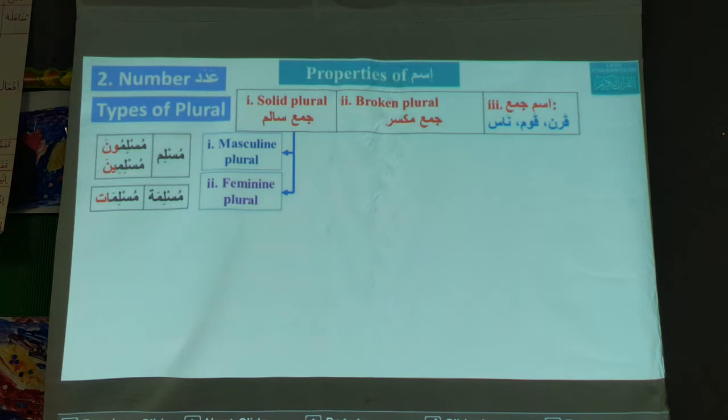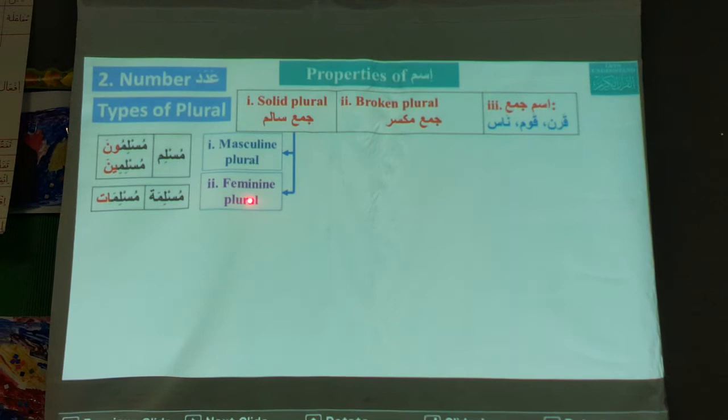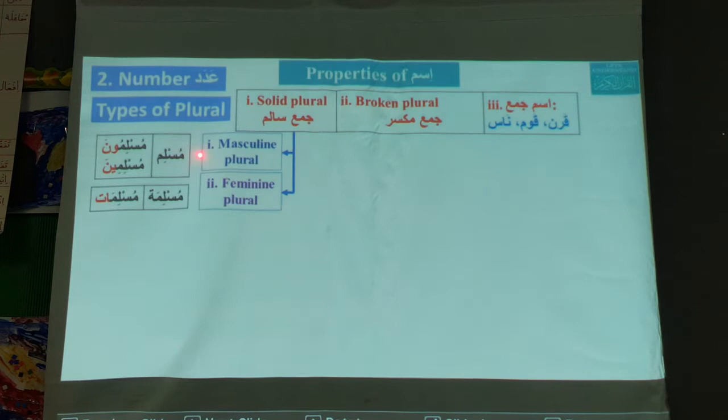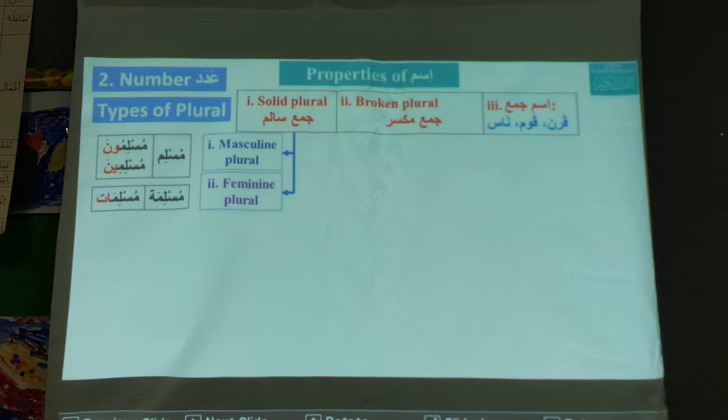So solid plural has also two types. One is called masculine plural, and the second one is feminine plural. This is a solid plural. It is solid because the word doesn't change. We just add a few things in the end. So then its plural is made, like Muslim.